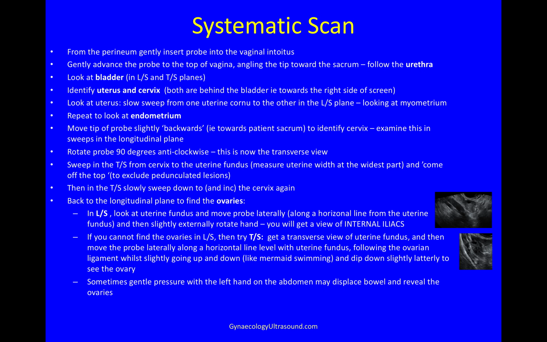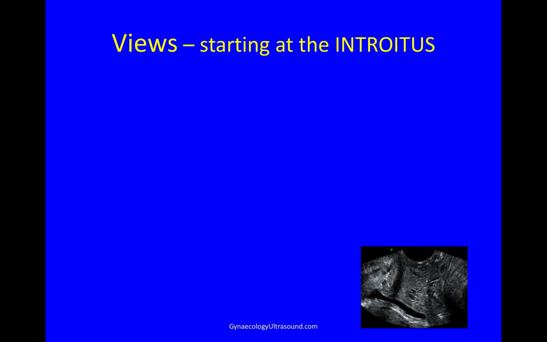And sometimes you might need to gently press with the left hand on the abdomen to displace bowel and reveal the ovaries. And then lastly, in the longitudinal plane, you'd look at the pouch of Douglas. So you tip the tip of the probe backwards to look behind the cervix.